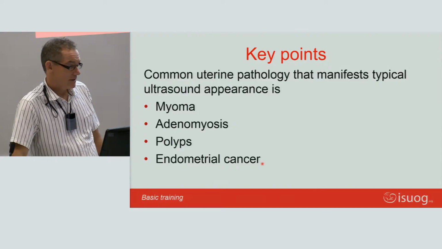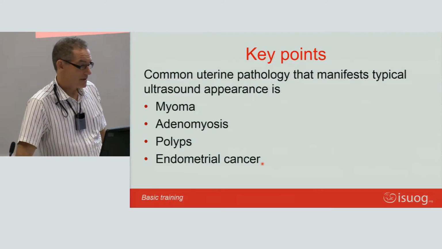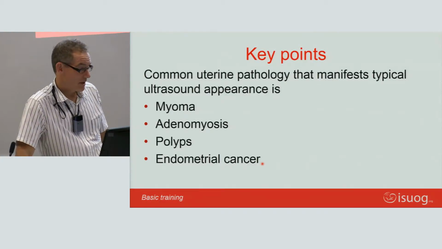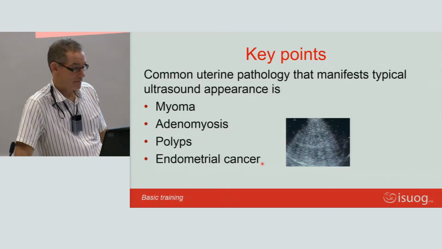So the key point that we should quickly go over, common uterine pathology is manifested in typical ultrasound appearances. Hopefully you'll be happy separating a myoma and adenomyosis, polyps, and then endometrial cancer.